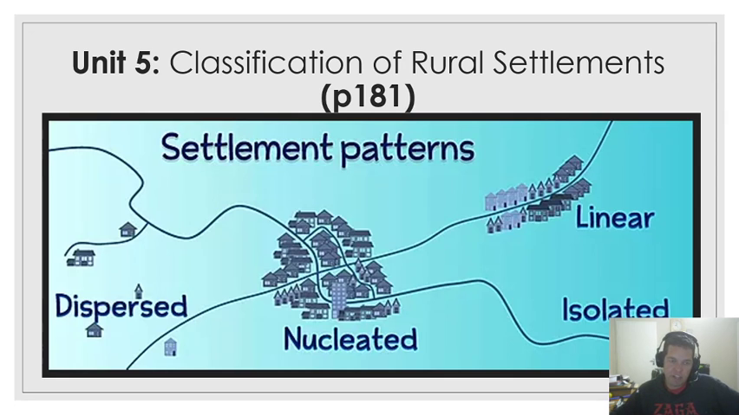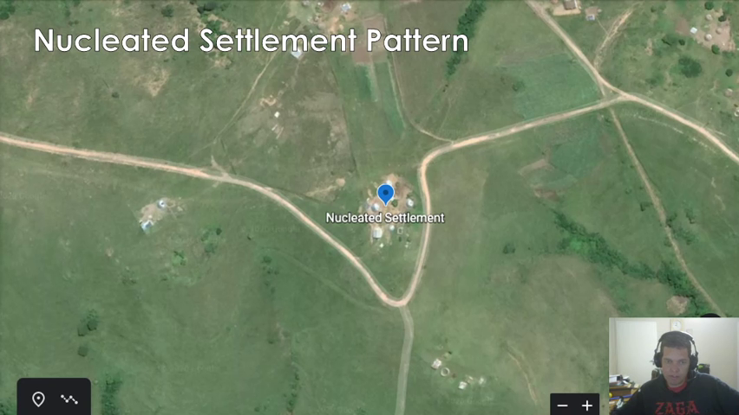You can see on the left there the dispersed pattern means houses separated from each other, but there's still quite a few of them. A linear settlement would be where there are houses and settlements located along either a river or a road. An isolated one, behind me, you can't really see it, is a single settlement that's located far from anyone else.